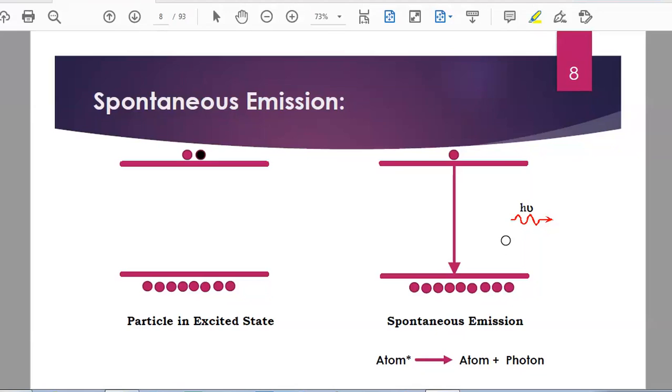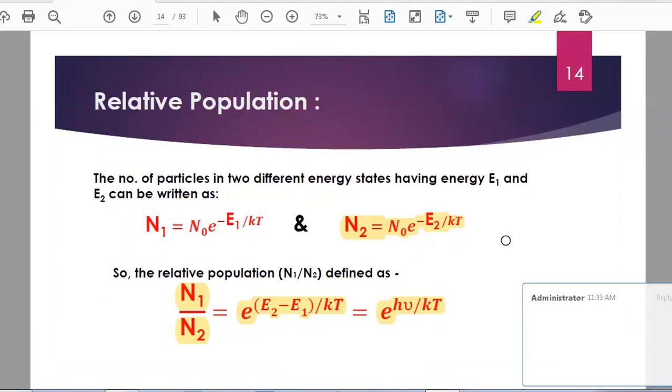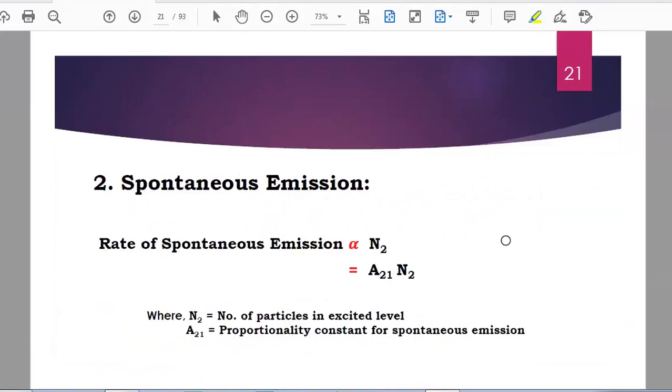So that is why this particular process, if you look at it carefully again, depends only on the factor N2. Nothing else. Again, if you remove this proportionality sign, you will get an equal sign and a coefficient. And since it is the spontaneous process, we write it as capital A.